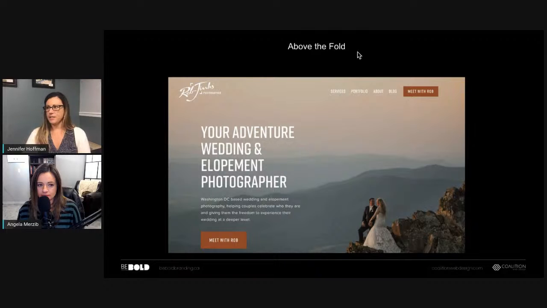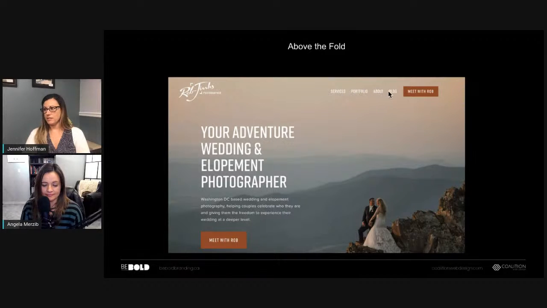So this is a good example of an above the fold section. This is a wedding photographer, and they do a really good job with their messaging. It says your adventure wedding and elopement photographer. It's very specific, very targeted. He even says that he's located in Washington, D.C. So he has a little bit more detail down here. And then his call to action is meet with Rob. He has the call to action up in the header and also down here.